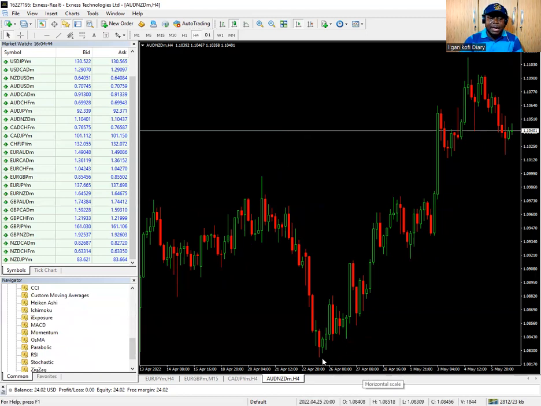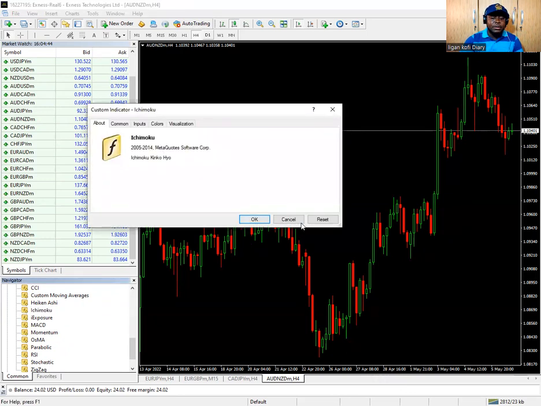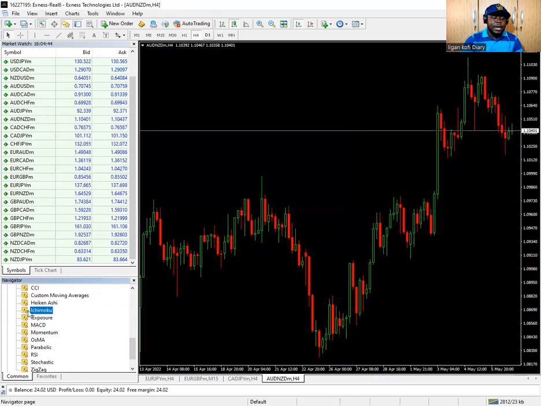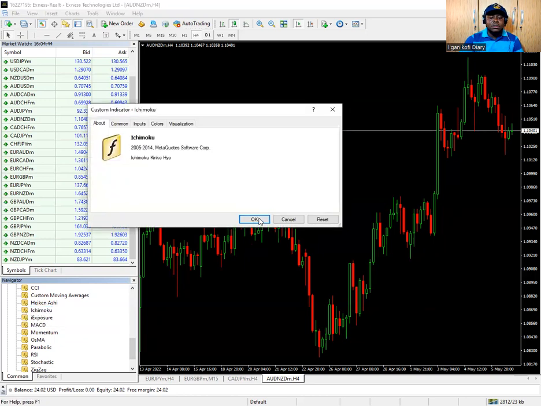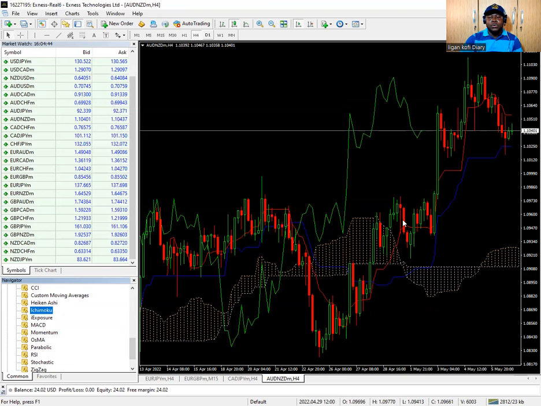The Ichimoku Indicator is also here. All right, so it's here, Ichimoku Indicator. So once you bring it out, you click on OK. This is the Ichimoku Indicator. Now, this Ichimoku Indicator has a lot of lines and features. So we'll talk about them briefly.